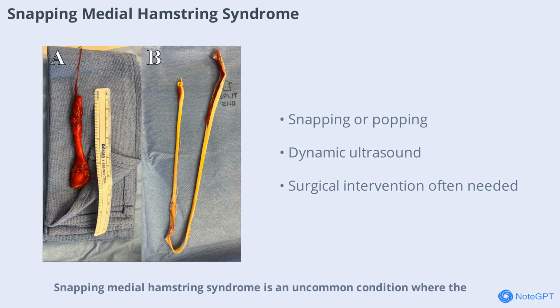Snapping medial hamstring syndrome is an uncommon condition where the pes anserine tendons subluxate or snap over the medial tibia. Patients experience pain, popping sensations, and sometimes instability during knee movement. Diagnosis is primarily clinical, but dynamic ultrasound can help identify the involved structures. While physical therapy can be tried, most cases eventually require surgical intervention, such as tendon release or excision, to resolve symptoms.